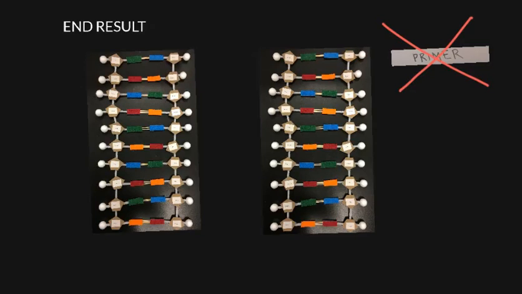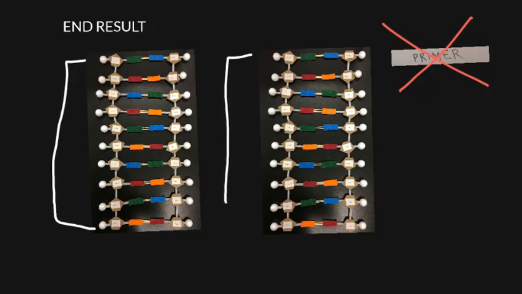DNA replication is a semi-conservative process because half of the strand consists of the parent strand, and the other half of the strand consists of the new strand. The parent strand is always conserved.